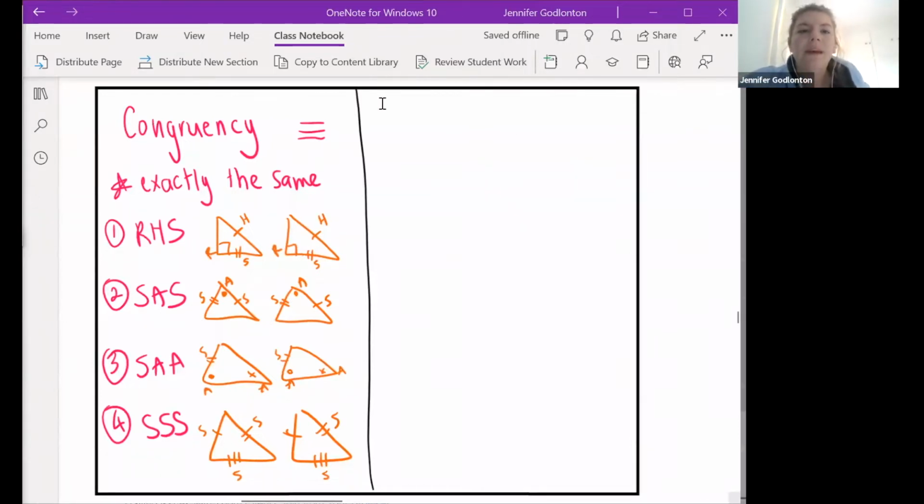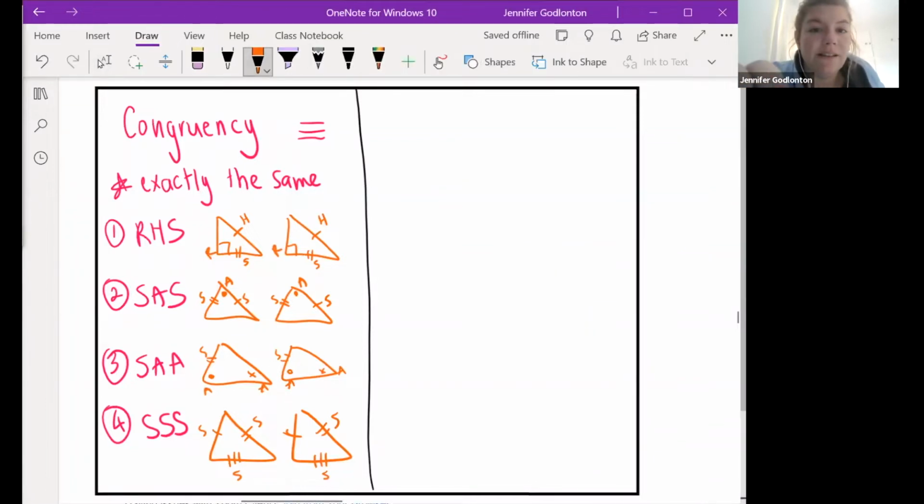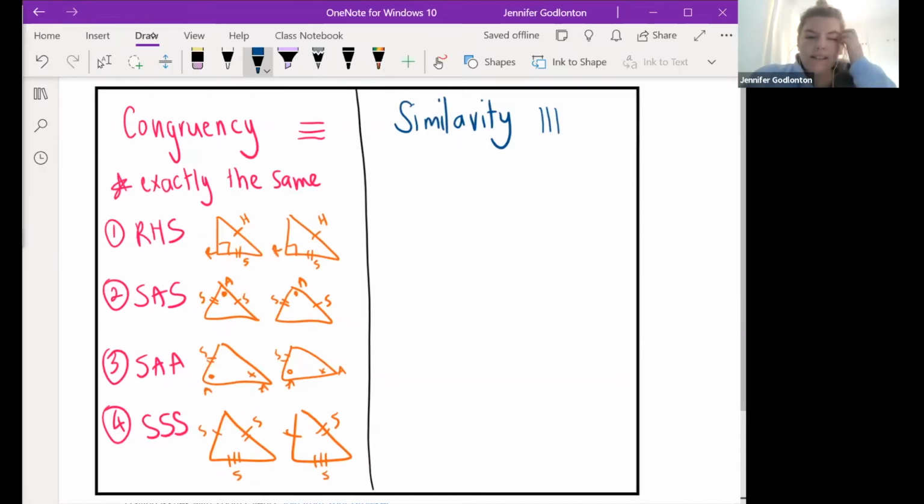Our next thing, the one we just started talking about on Thursday, is similarity. Similarity has a symbol very similar to congruency, except there are three vertical lines, not horizontal. What does it mean for two triangles to be similar to each other? Be careful, because it's different from congruency. What does it mean for two triangles to be similar to each other?